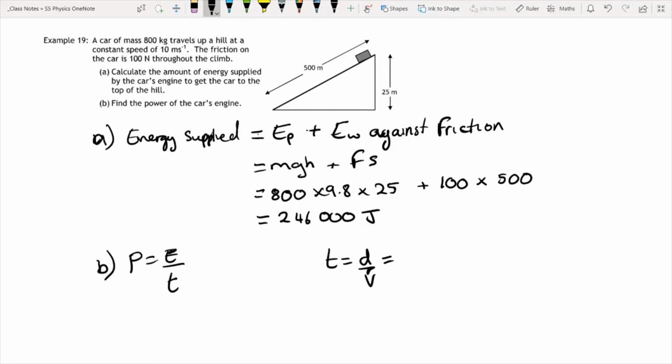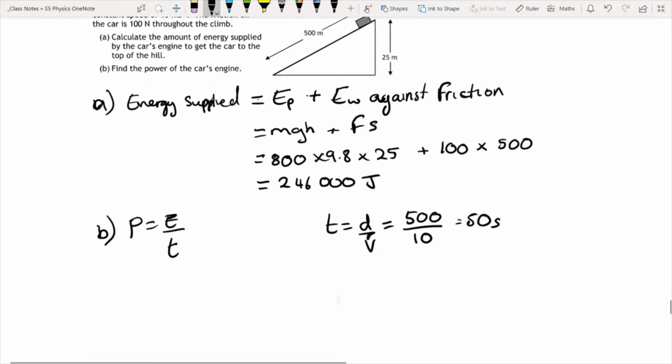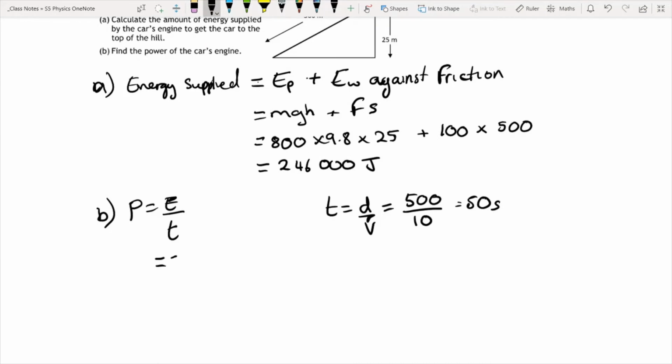So you'll see there's a few sort of tricksy parts to these questions where it's not always obvious how to do it. But you will be able to do it. There is enough information in the question. It's just you've got to go through a few more steps. So 500 divided by 10, so 50 seconds. So the power is the energy divided by the time, which should come to 4,900 watts.